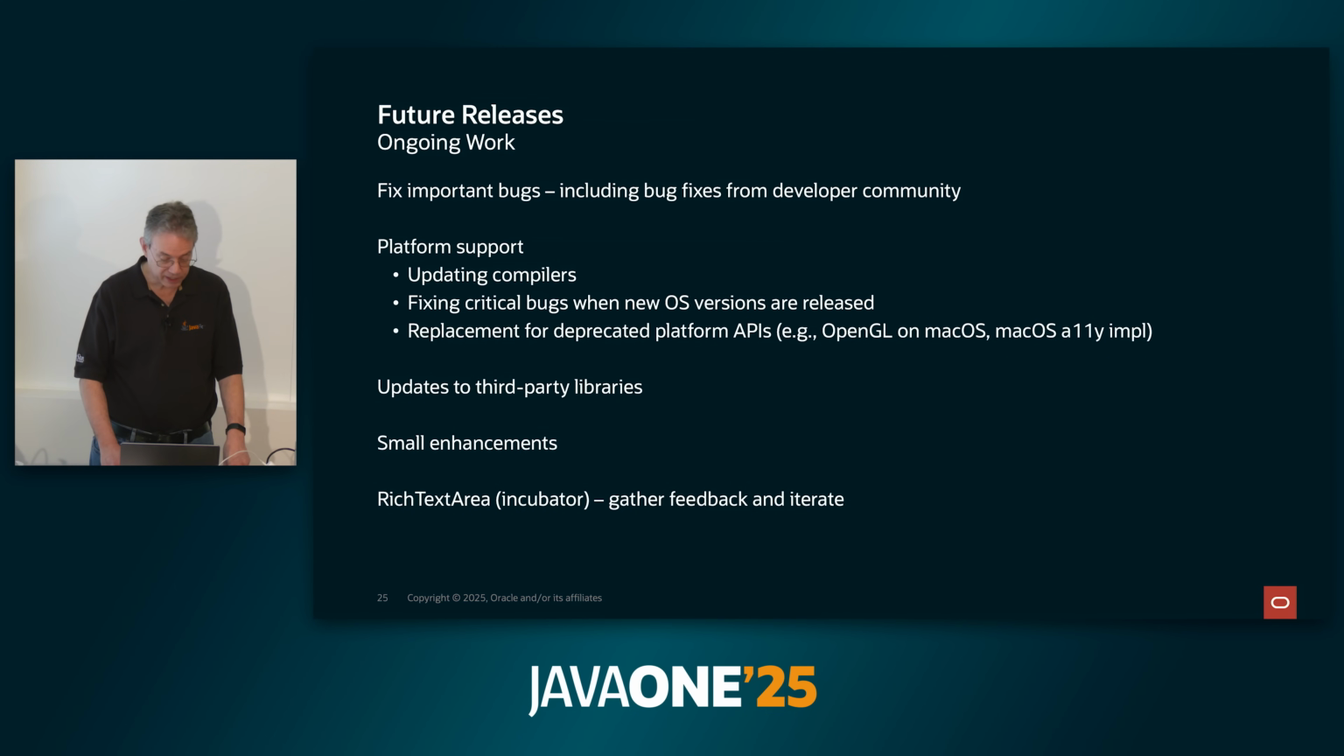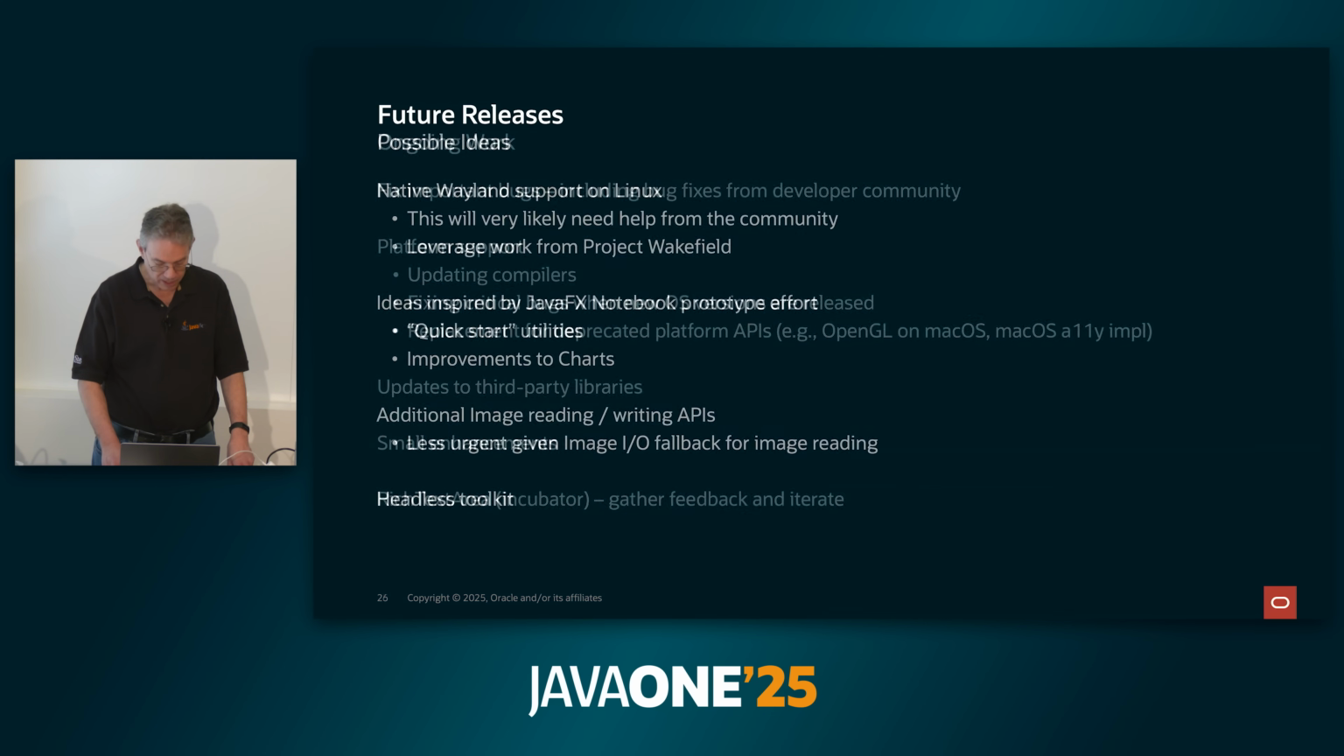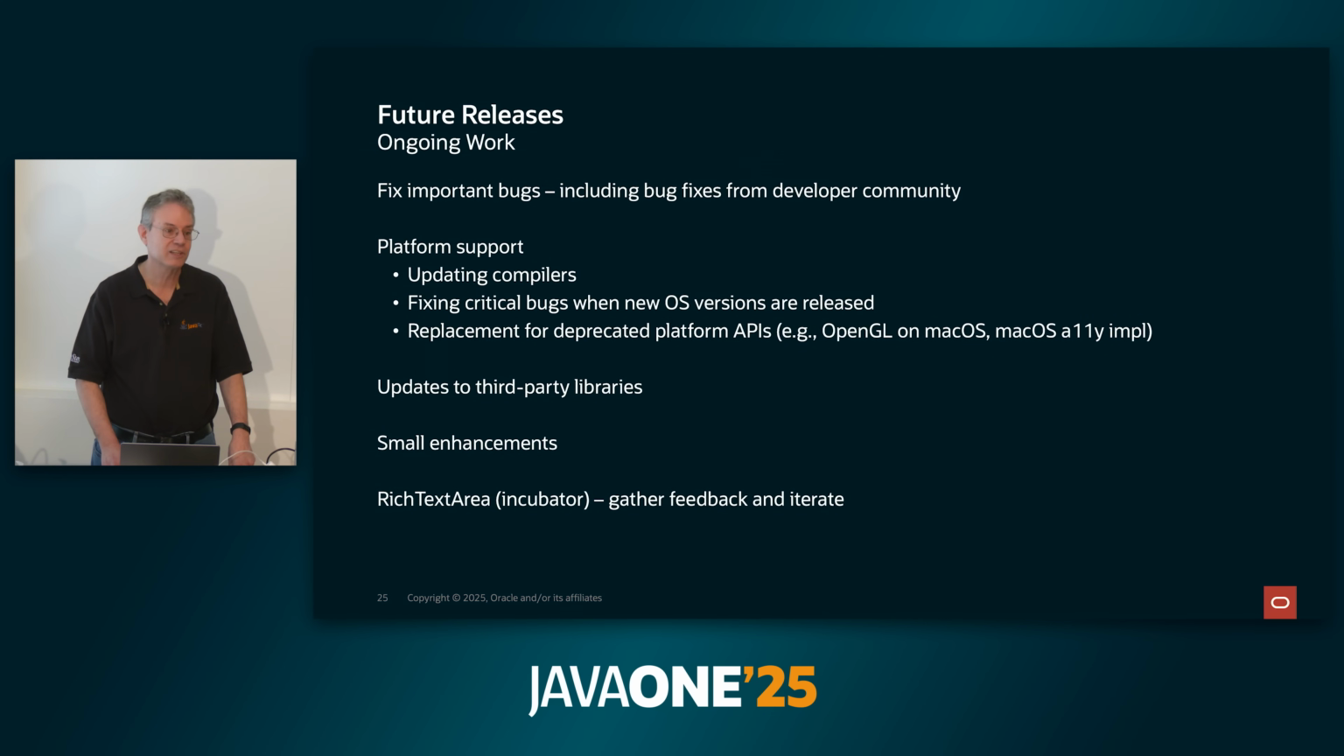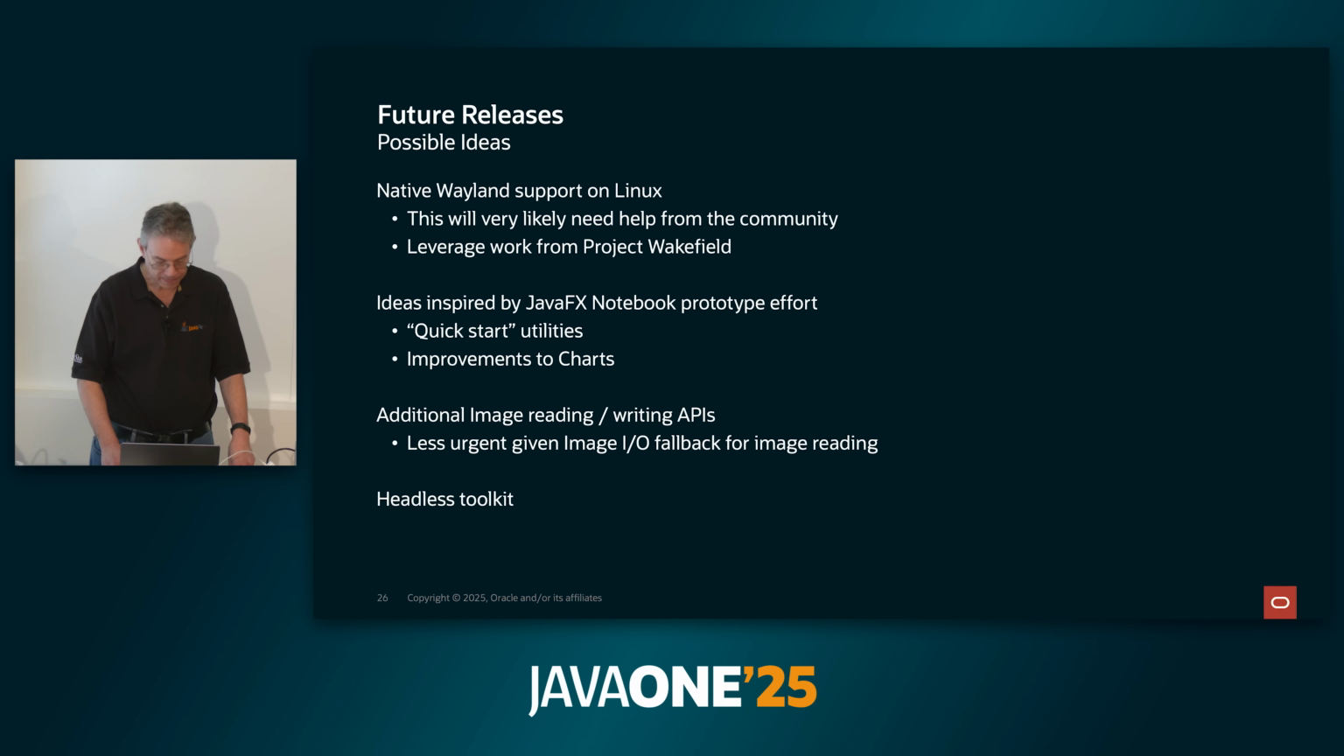Other ongoing work, as always, is fixing important bugs and platform support. Pretty much every time Apple or Ubuntu releases a new OS, we've got a lot of work to do. Occasionally with Microsoft, they tend to be a little friendlier with backward compatibility. And then we have various other things that we have to do all the time, which is updating our third-party libraries, fixing bugs, and we do a number of small enhancements as well. Oh, and of course we want to, as I mentioned earlier, gather feedback on rich text.